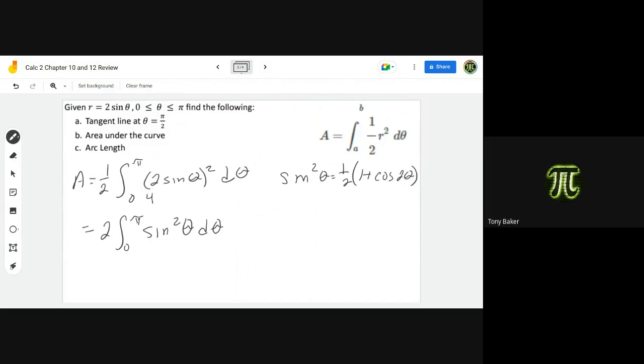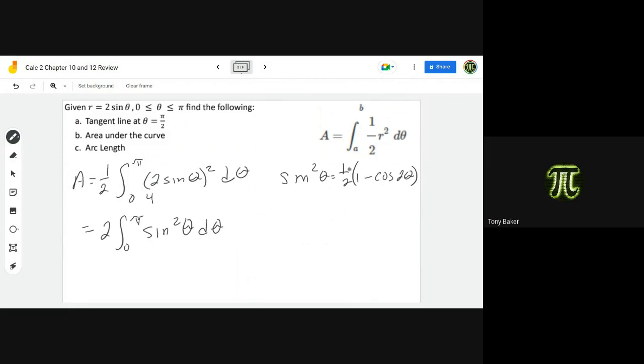Hold on. I just want to make sure I'm using the right cosine, because I can never remember if it's the plus or the minus one. Minus. Okay.